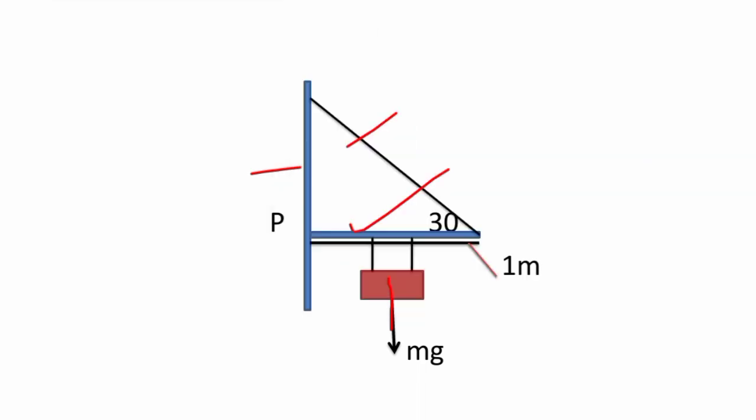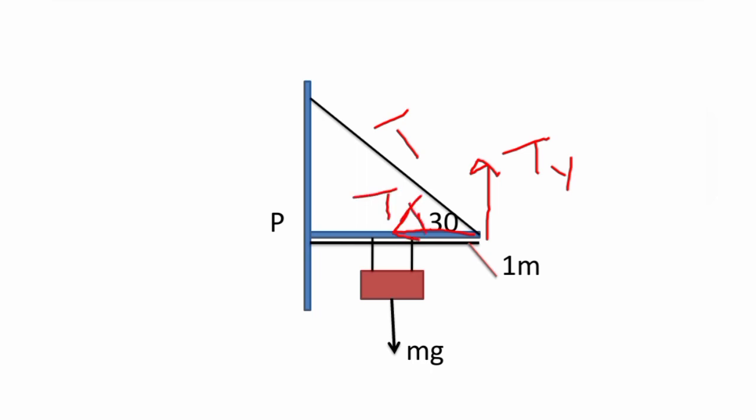So the free body diagram of the system is given here. Here is the tension of the wire. The tension is not horizontal or perpendicular, so it will be decomposed into a horizontal component along the bar, that is Tx, and a vertical component along the y direction, Ty, perpendicular to the bar.